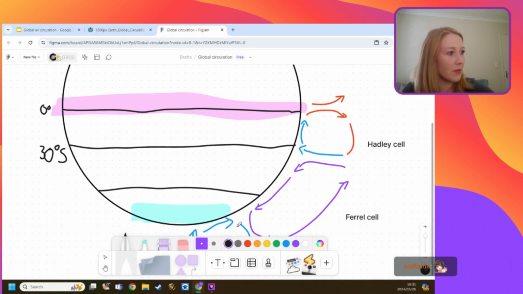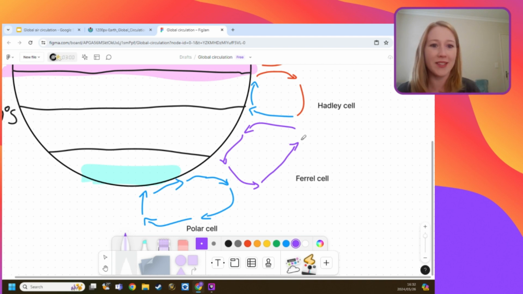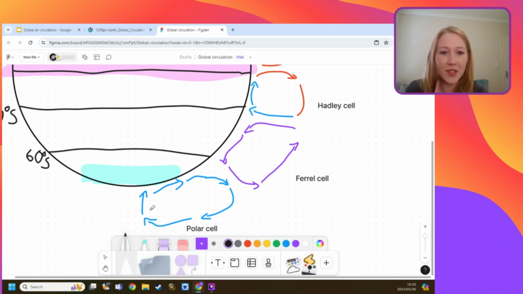Oh, I realized I completely missed the mark over there. Okay, so far that looks okay. And then purple for the Ferrel cell. That's a little bit better. Now we have the rising air at about 60 degrees latitude, 60 degrees south. And then finally, the last one that we need to include is the poles. The poles at 90 degrees south.